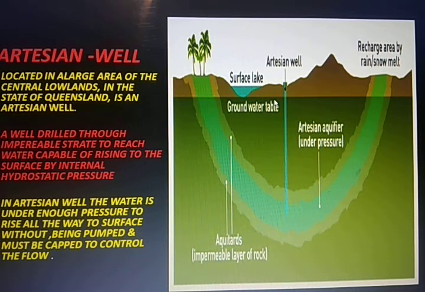So that is a beautiful feature of the Central Lowland, and due to this well, the water reaches the elevated water table region, so water comes out, and this is again associated with the aquifer, right? The artesian well is normally due to enough pressure, and water rises all the way, and being pumped and capped, the overflow of the water can also be controlled by this artesian well.